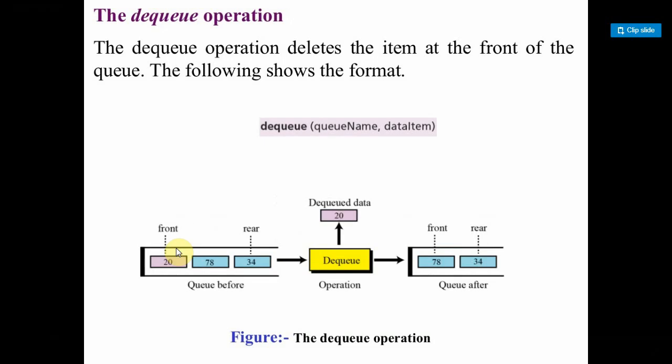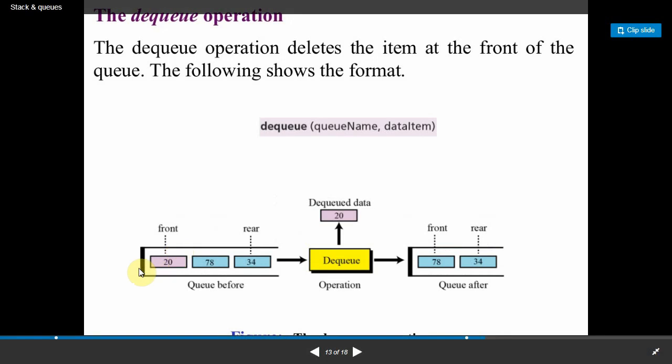And let's go for DQ. DQ means it is the process of deleting elements from the queue. It means the deletion operation in the queue can be called DQ. For suppose here already 3 elements are there, 20, 78, 34. So front will point to the very first element and rear points to the very last element.